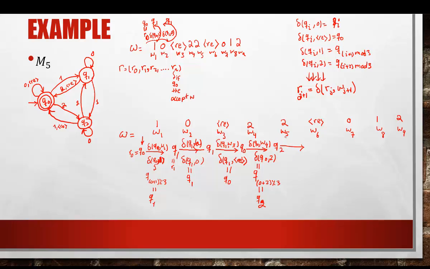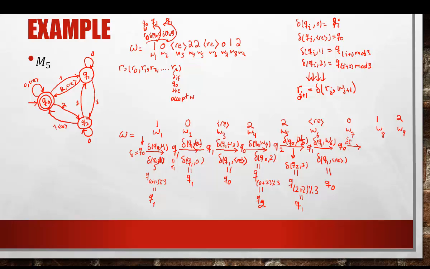Then we're going to calculate the delta of Q sub 2, comma, W5. So this is delta of Q sub 2, comma, 2, which is equal to Q sub 2 plus 2 mod 3, which is 4 mod 3, which is 1, so it's going to be Q sub 1. So this goes to Q sub 1. Then we're going to do delta of Q sub 1, comma, W sub 6, which is delta of Q sub 1, comma, reset. Whenever you see reset, you go to Q sub 0, so this is equal to Q sub 0. So you go to Q sub 0.